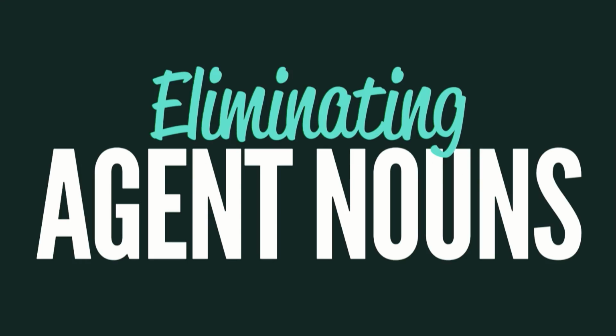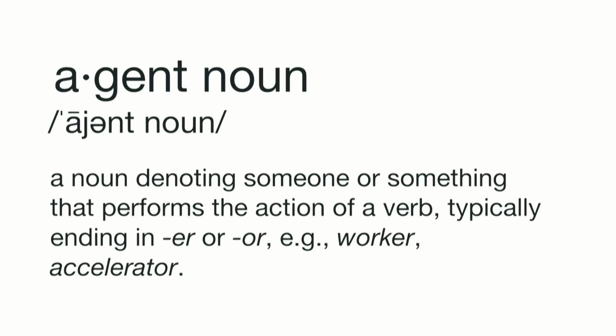So, the very first problem that I think it solves is eliminating agent nouns. Agent nouns is a pretty cool term that I had never heard of before that I'm glad exists because it describes what I want to talk about perfectly. An agent noun is a noun denoting someone or something that performs the action of a verb. Like driver is the agent noun for drive, or splitter is the agent noun for split, like in this contrived string splitter example.